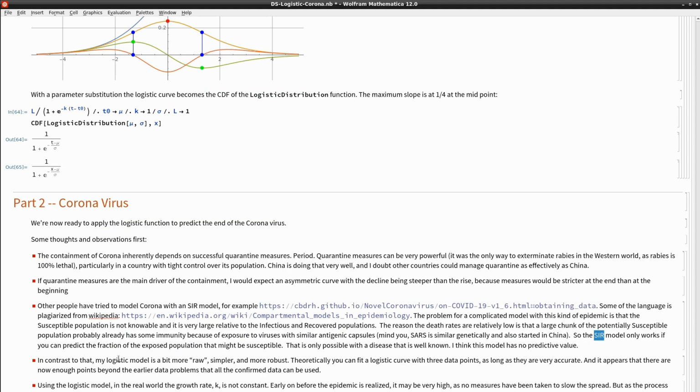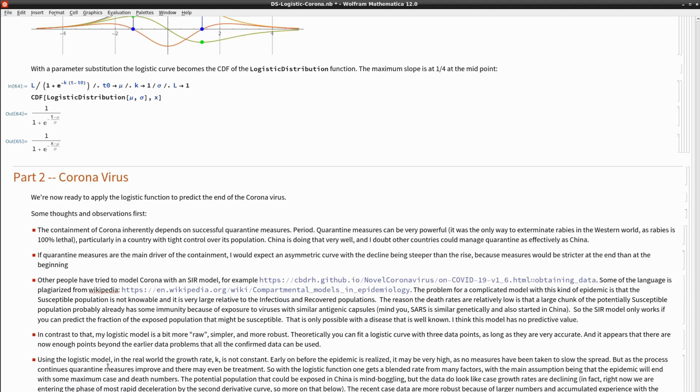And in contrast to that, my logistic model is a little bit more raw. It is simpler, but I think it is also more robust. Theoretically, you can fit a logistic curve with 3 data points, as long as these are very accurate. That's important to ensure that the data has to be very good. But the data is becoming more reliable. The Chinese data is becoming more reliable as time progresses. It appears that there are now enough data points beyond the earlier data problems that all the confirmed data can be used. That means the model is getting more and more accurate.